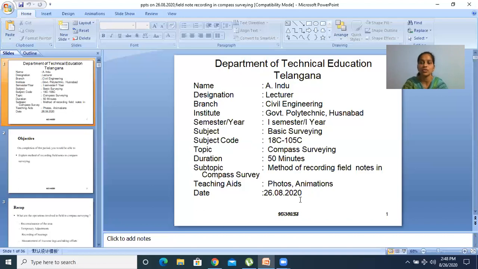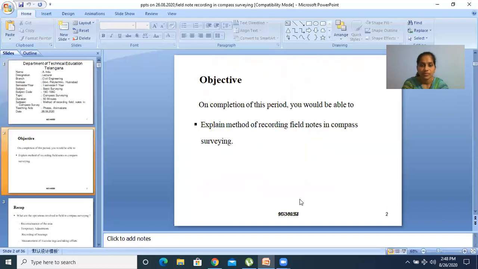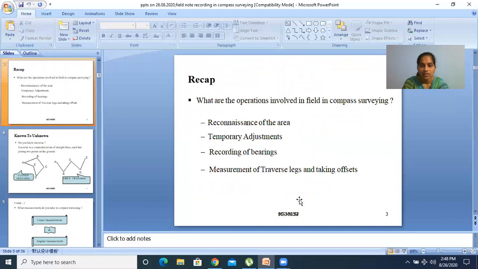So what we do in Compass surveying, we will learn today. On completion of this period, you would be able to explain methods of recording field notes in Compass survey. In the last class, we discussed the operations involved in the field work in Compass surveying, that is the recognition of the area, temporary adjustments, the recording of the bearings, measurements of the traverse legs, and taking offsets.